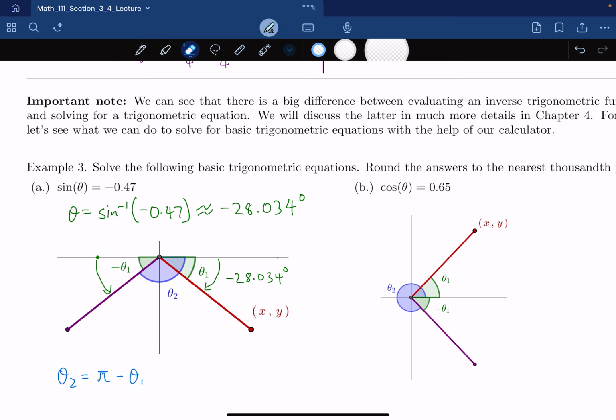Oops. Actually, let's not use pi, because we're working with degrees, so let's be consistent and do 180 degrees minus theta 1, or I'll just put theta here. And theta, or theta 1, is already negative 28.034 degrees. That just means I'm doing 180 minus, or minus negative, right? So that's 180 plus 28.034.